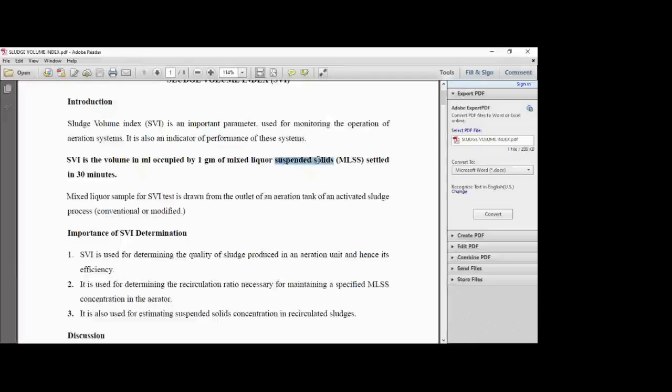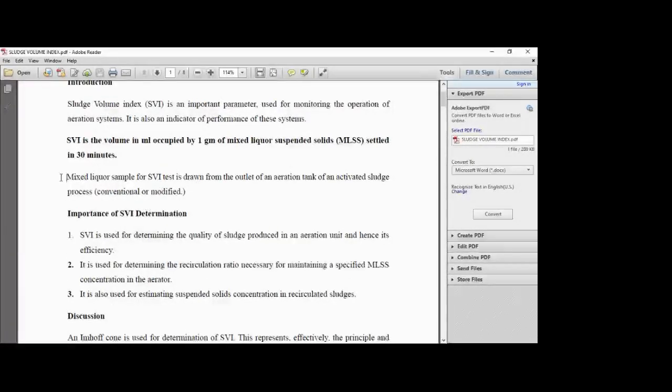Now we have seen what suspended solid is, but we haven't seen what mixed liquor suspended solids or MLSS is. So that we are going to see. I think in the theory lecture, Mali sir would have definitely covered this terminology of MLSS, because you are studying ASP in your theory part. MLSS is one of the most important terminologies. So a very simple definition: SVI is the volume in ml occupied by 1 gram of MLSS settled in 30 minutes. So if I have 1 gram of MLSS, how much volume does it require for settlement in 30 minutes is nothing but the SVI. Very simple interpretation.